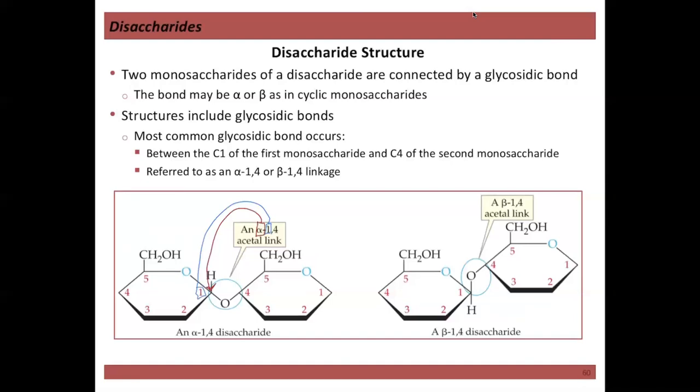And then finally, which oxygen are we linking to on the second sugar? We're linking to the oxygen off the fourth carbon. And so that's an alpha 1,4 linkage. If we look at this case over here, this is an example of a beta linkage. At the anomeric carbon here, the group is on the same side, so that is the beta anomer, and we're still linking from carbon 1 to carbon 4. So that's a beta 1,4 disaccharide.